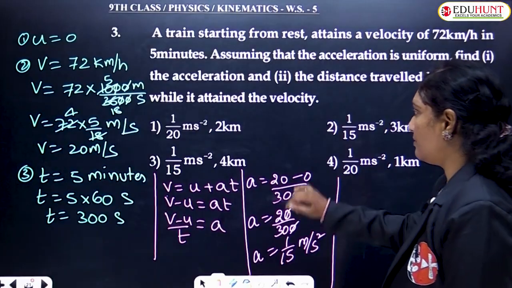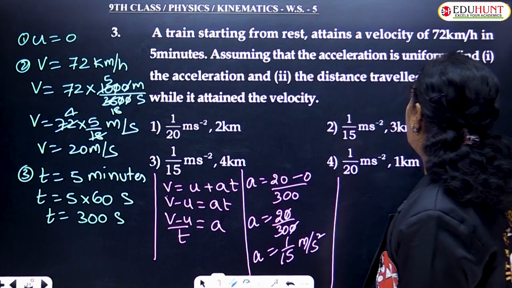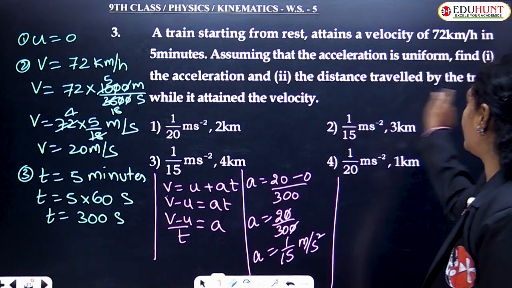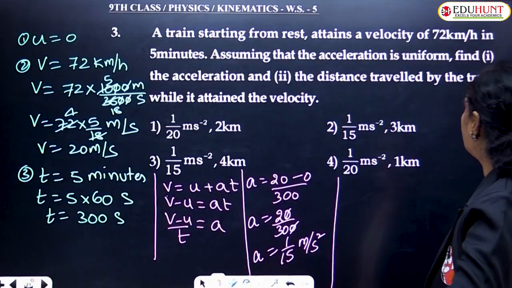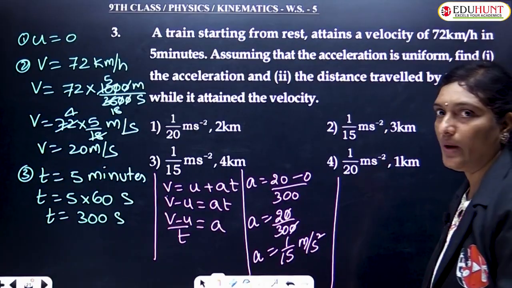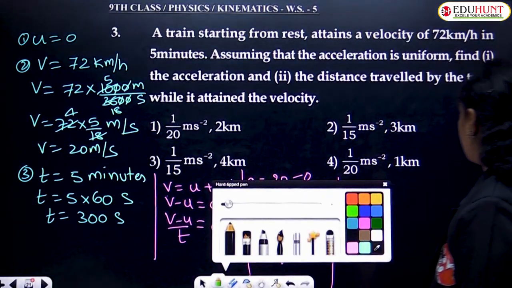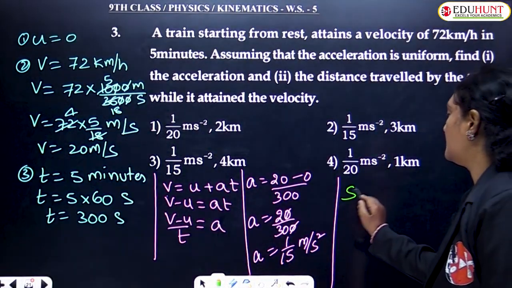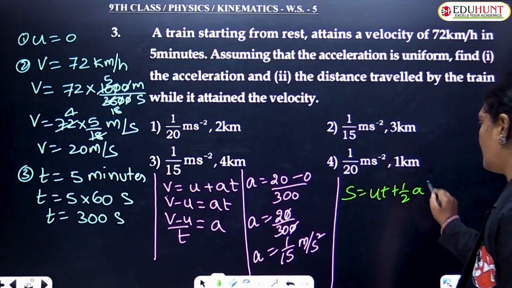In order to check whether the second or third option is true, let us also try to solve the second numerical. What is the next part of the question? It asked the distance traveled by the train while it attained the velocity. So what is the formula to find the distance traveled, children? S is equal to UT plus half AT square.